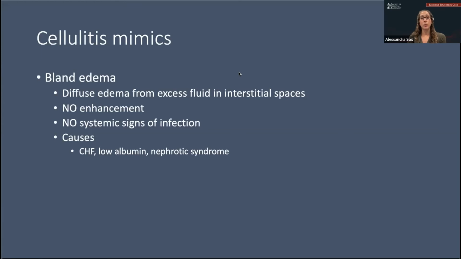So bland edema is one of our cellulitis mimics. That's going to be diffuse edema from excess fluid within the interstitial spaces. These patients are going to have no systemic signs of infection, and it's not going to enhance.